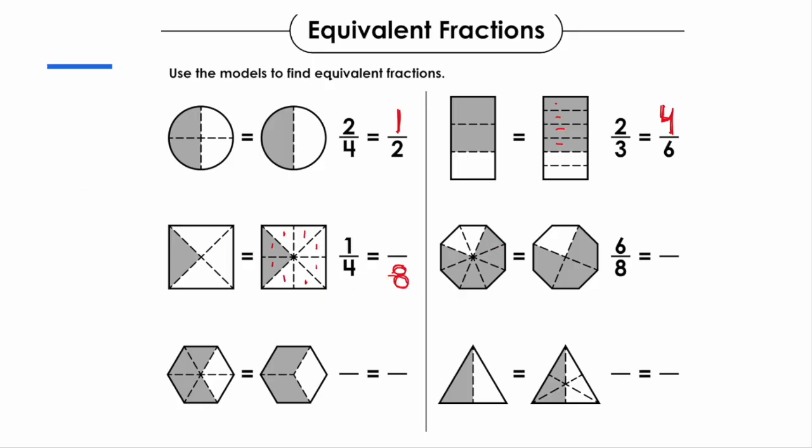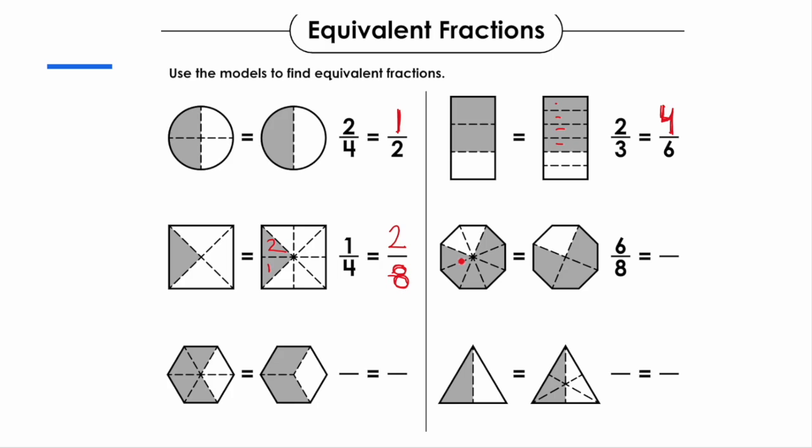Now, I need to know how many shaded pieces. So I'm going to erase those dots. Come on back over. And I'm going to look at the dotted lines, and there are 1 and 2. So now we know 1/4 is equal to 2/8. All right, moving on to the next one right here.